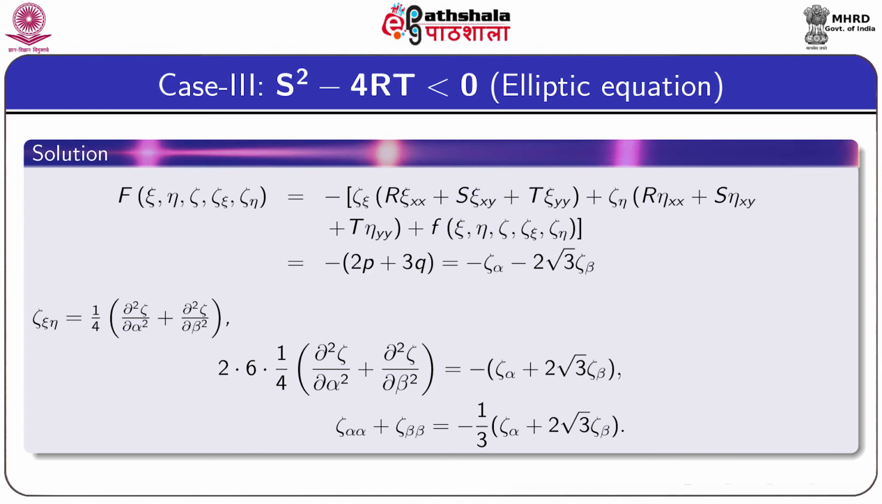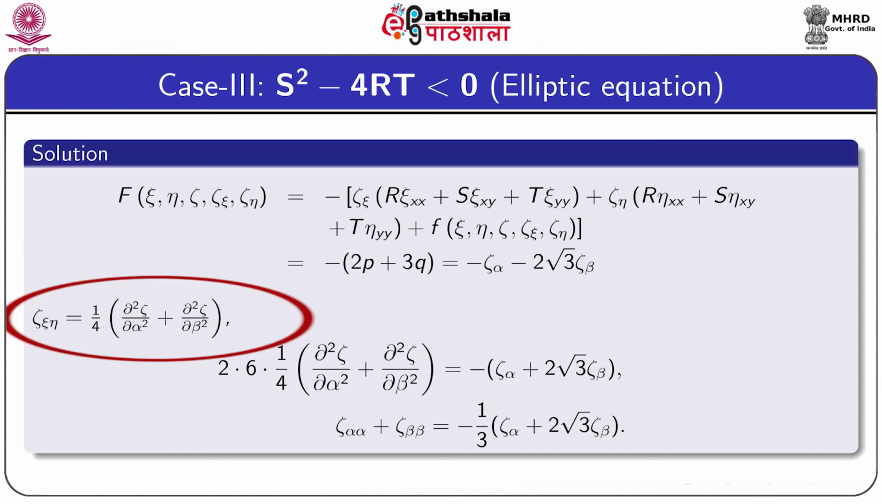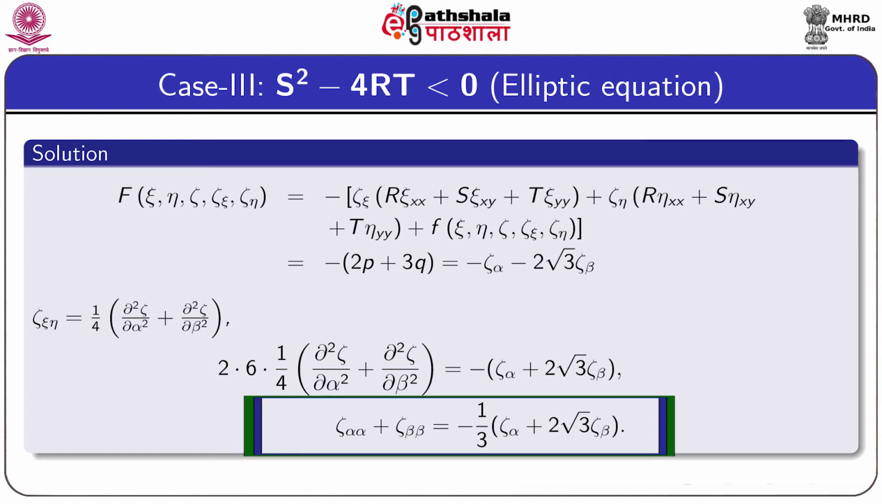and the value of capital F is minus zeta minus 2 root 3 zeta beta. So, the equation becomes zeta xi eta equals 1 by 4 del 2 zeta del alpha square plus del 2 zeta del beta square. Therefore, the normal form of the given equation becomes zeta alpha alpha plus zeta beta beta equals minus 1 by 3 zeta alpha plus 2 root 3 zeta beta.